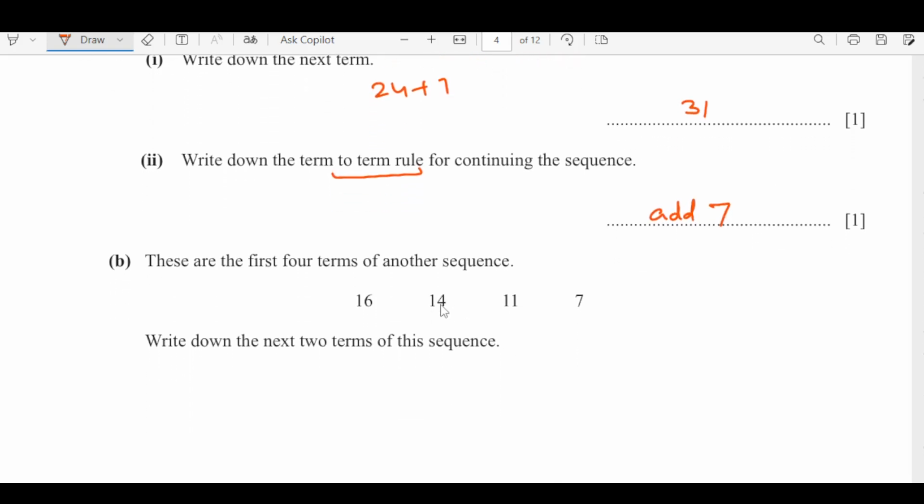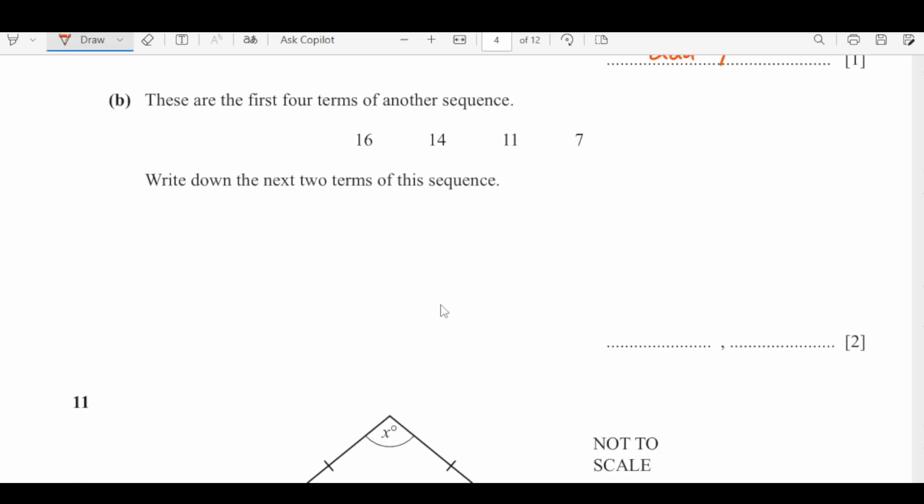These are the first 4 terms of another sequence. Write the next 2 terms. Now you see the sequence is decreasing by how much? 16 and 14, this is minus 2, then minus 3, then minus 4, next is going to be minus 5, right? So 7 minus 5 is 2, then 2 minus 5 is negative 3. So 2 and negative 3 are the next 2 terms.